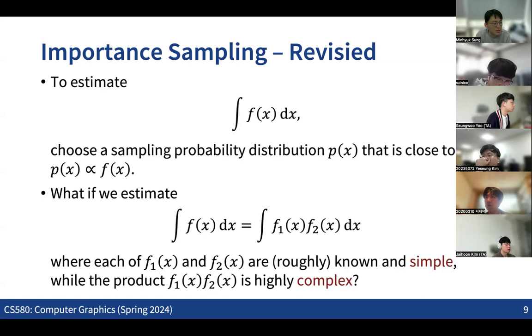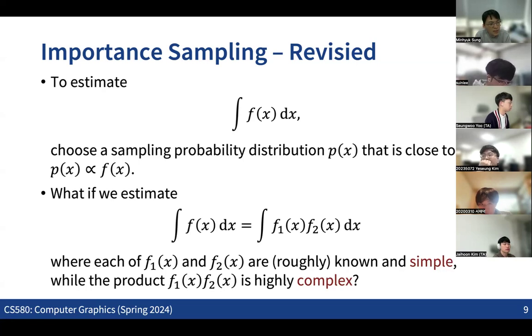So let's say we are taking the integral of a function f, which can be represented as the product of f1 and f2. And let's say that both f1 and f2 are relatively simple functions, and we also have information about those functions, while the product of these two can be a highly complex function.